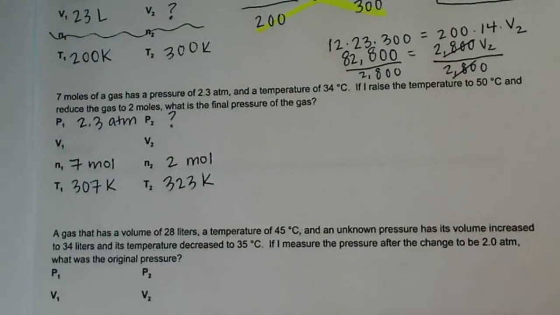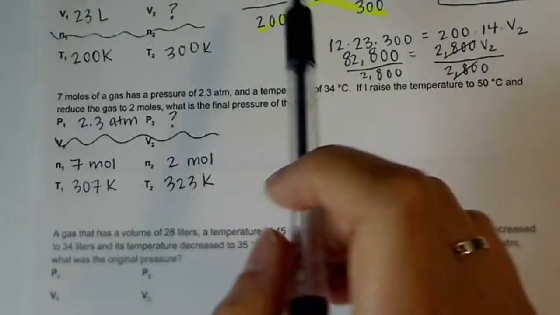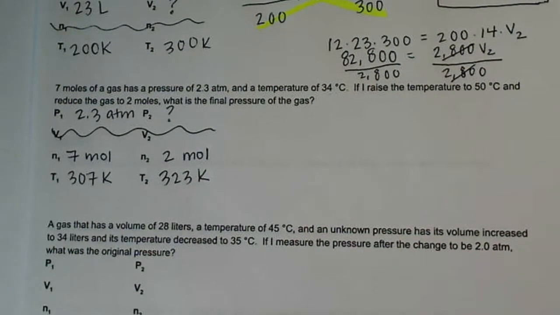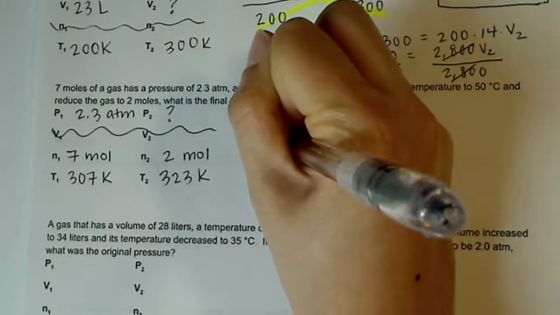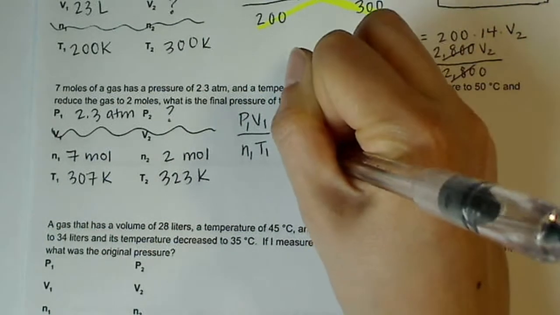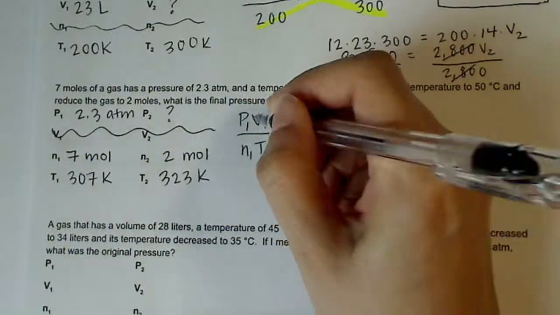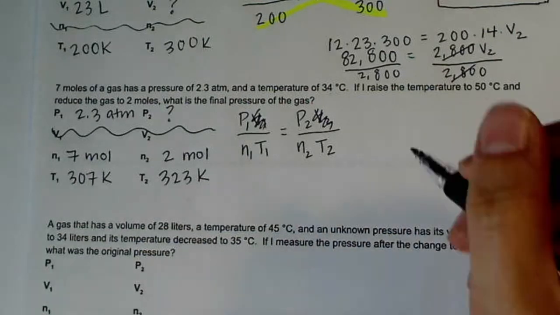They make zero mention of volume, so I am going to ignore volume. That's gone. When I put it into the combined gas law equation, I'm not going to worry about volume. So remember, we had P1 V1 over N1 T1 is equal to P2 V2 over N2 T2. Well, guess what? Volume is not a factor here, so I'm just going to ignore that. Then I'm going to plug in everything else that I have and what I'm trying to solve for.